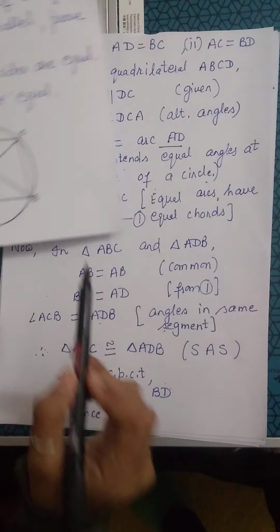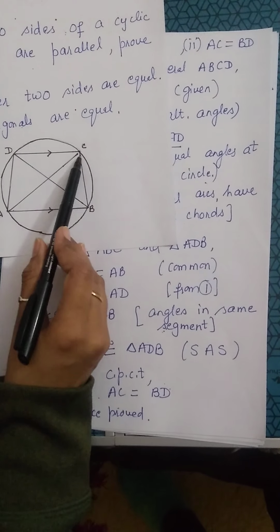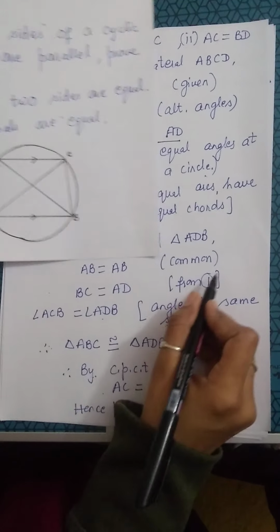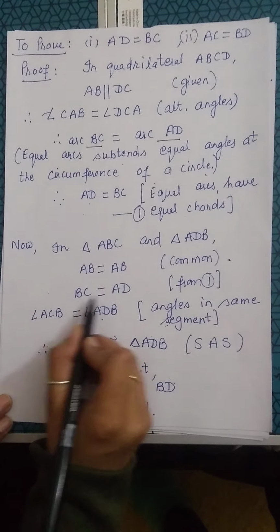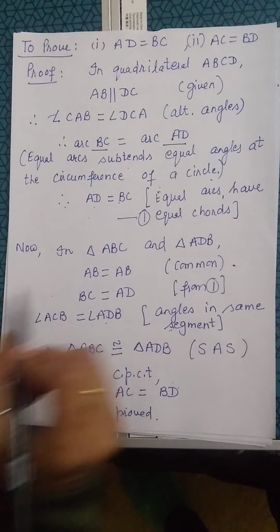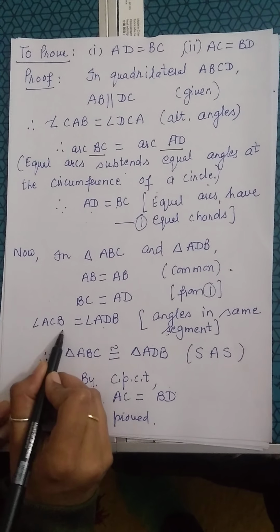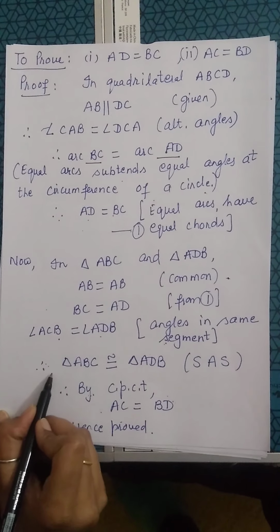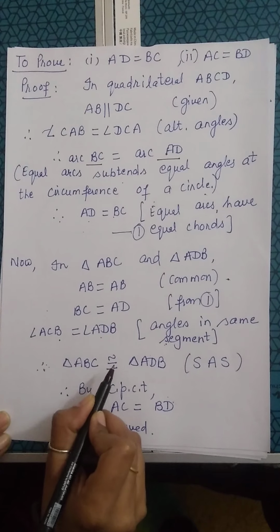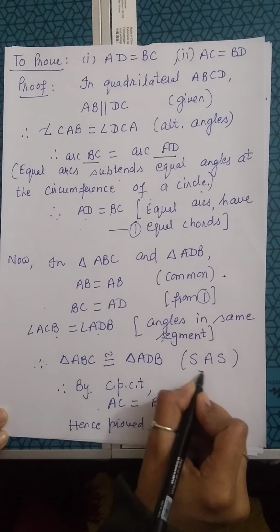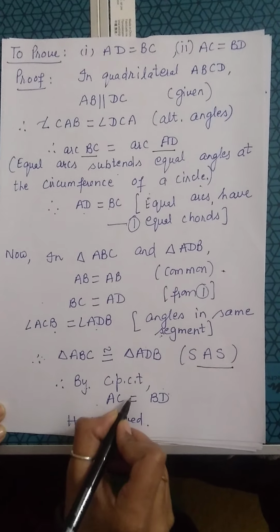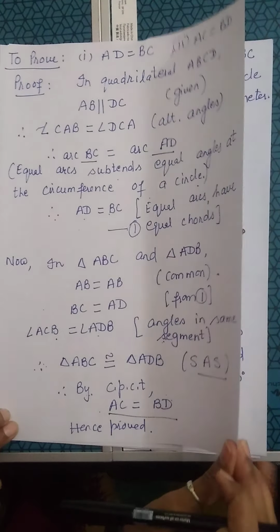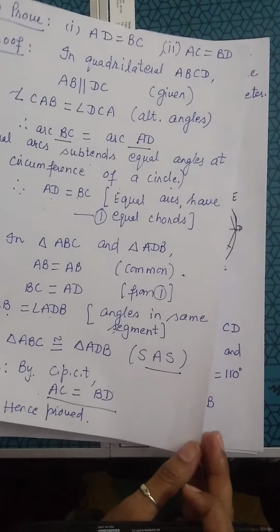Now we'll be moving to triangle ABC and triangle ADB. AB is equal to AB, this is common. BC is equal to AD from equation number 1. Angle ACB is equal to angle ADB, angles in the same segment. Therefore, triangle ABC is congruent to triangle ADB by the SAS congruency rule, and by CPCT we can say AC is equal to BD. Now this is for the first part. Hence we have proved.